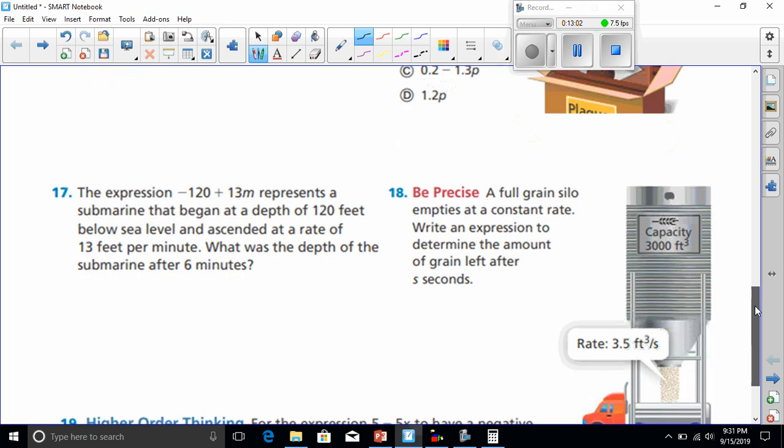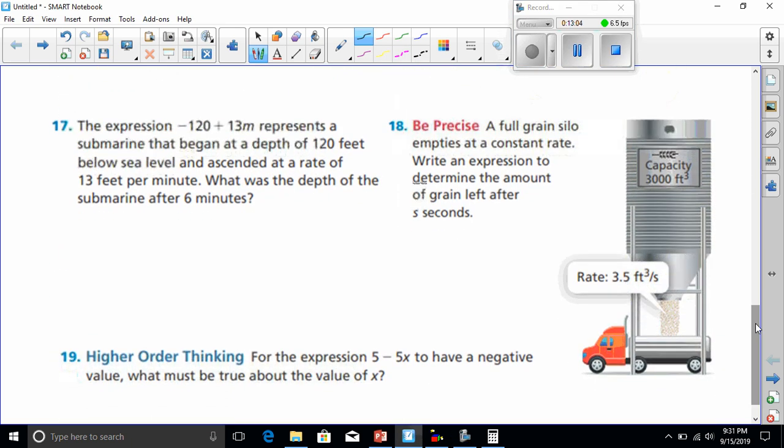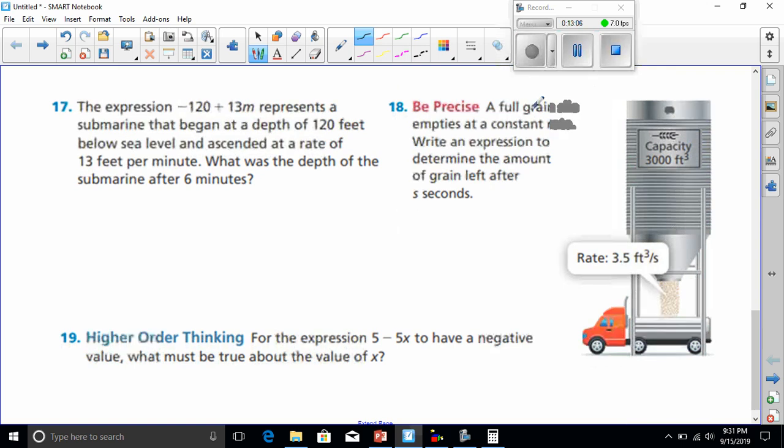All right. Let's see, the last one I have is number 18. Number 18 says a full grain silo empties at a constant rate. Write an expression to determine the amount of grain left after S seconds. Well, we don't know how many seconds are going to go. We do know the silo here has 3,000 cubic feet of grain in it.